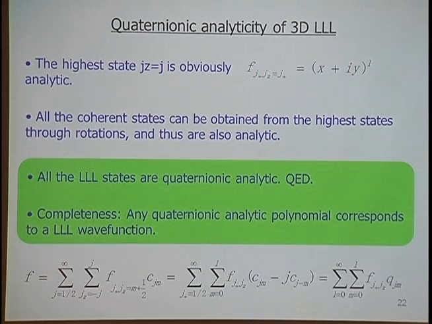Since the coherent states form an over-complete basis, we prove that all the lowest Landau level states can be mapped to a quaternion analytic function. And we can also prove the opposite, the completeness. Any quaternion analytic function corresponds to a lowest Landau level wave function in 3 dimensions. So basically, we can show that an arbitrary quaternion analytic polynomial can be expanded in terms of the Landau level eigenbasis with a quaternion coefficient.